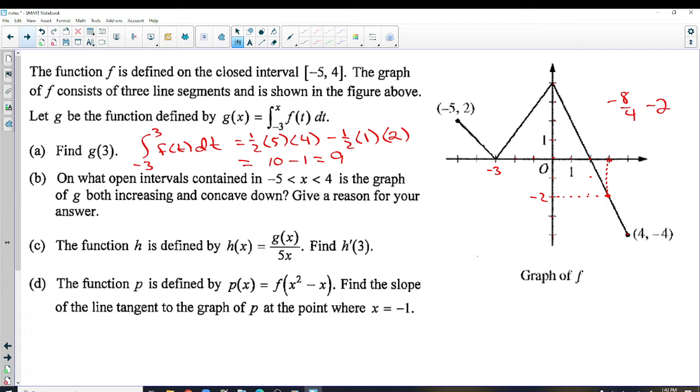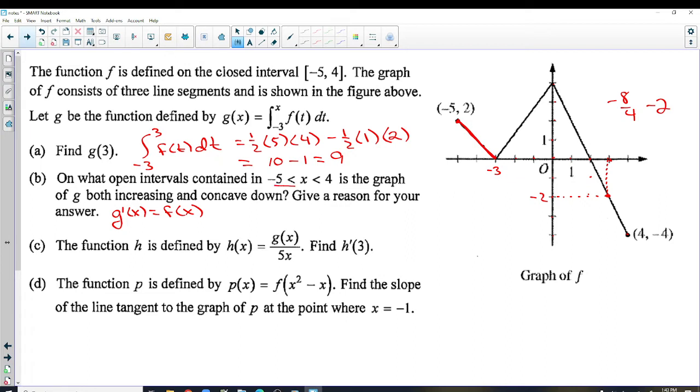On what open intervals contained in negative 5 to 4 is the graph of g both increasing and concave down? Give a reason for your answer. Well, g prime of x is equal to f of x, if you take the derivative. So g is increasing when its derivative is positive. And g is concave down when f prime is negative, or when f is decreasing. So when f is decreasing, g is concave down. When f is positive, g is increasing. So I want a positive f that's decreasing. So that's right here. There's a positive f, but it's decreasing.